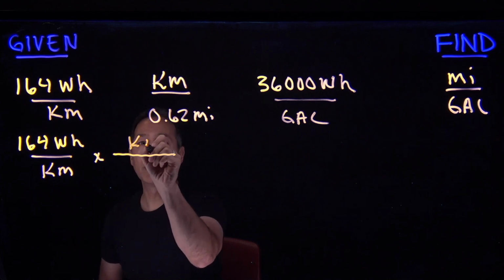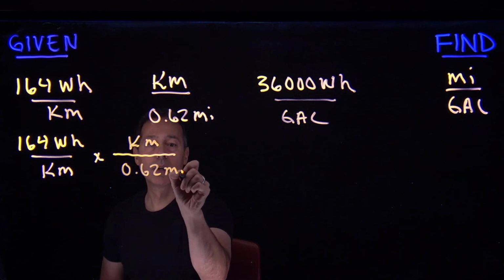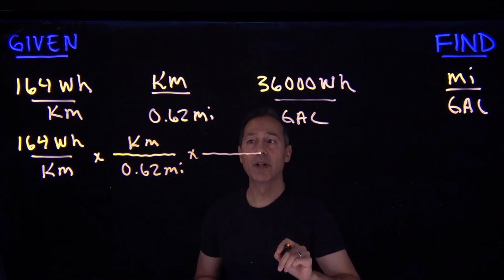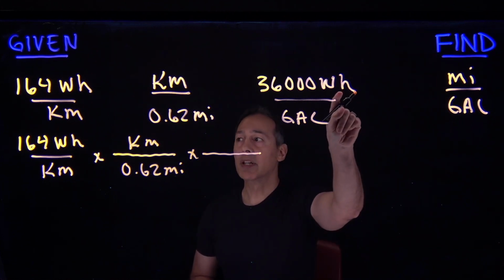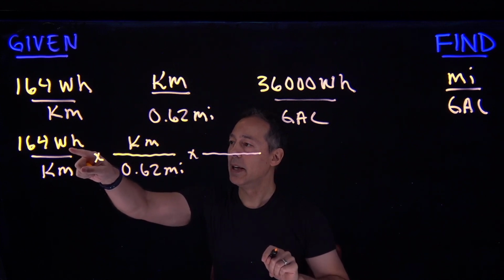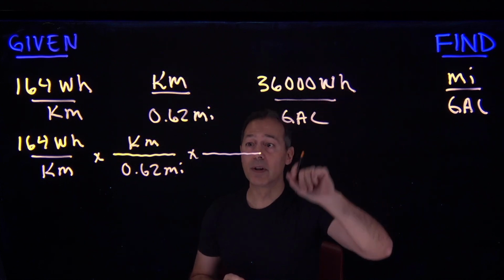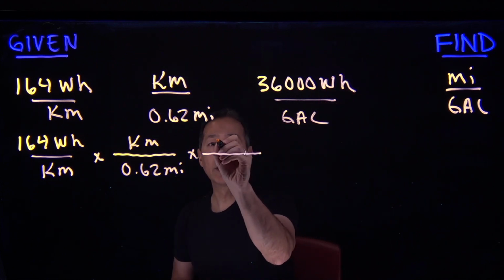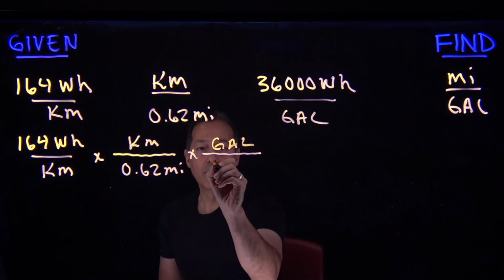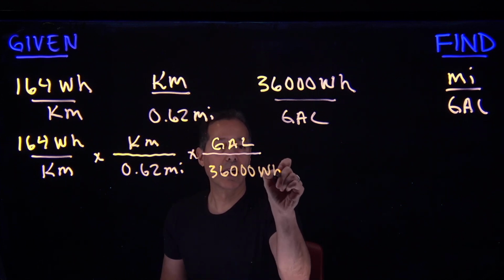So I'll go kilometers is 0.62 miles. And then over here, I've got my next conversion, and I've got watt hours on the top, and I've got watt hours on the top here. And so to get those to cancel out, I'm going to need to flip this one over. So I'm going to say here a gallon is going to be 36,000 watt hours.